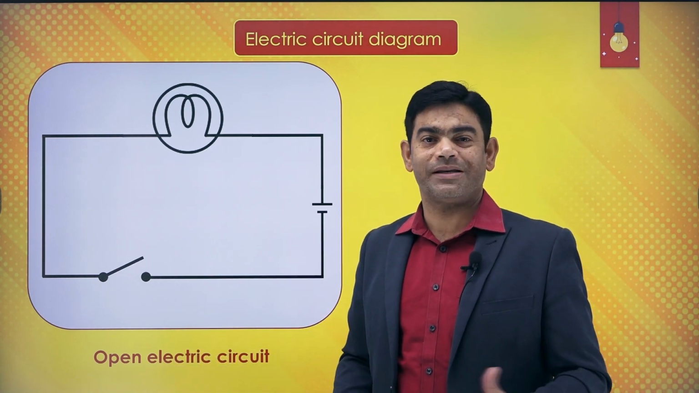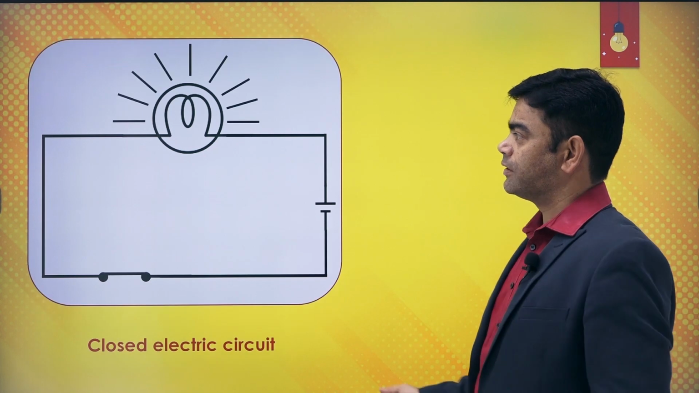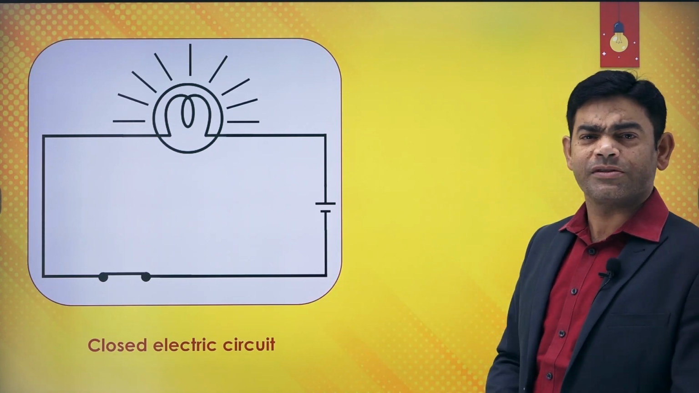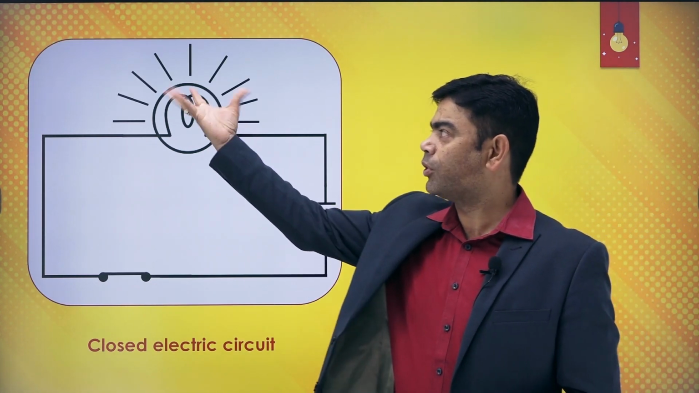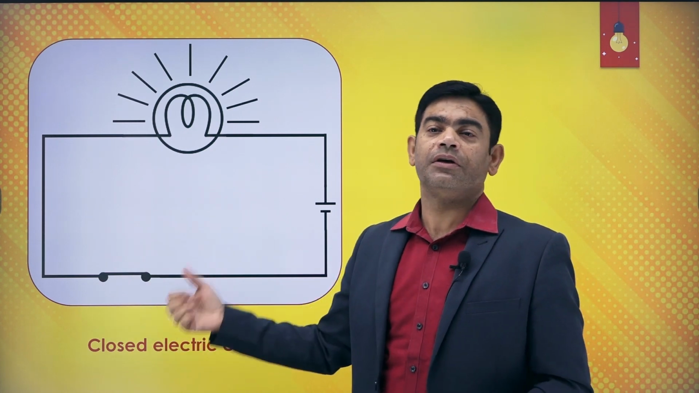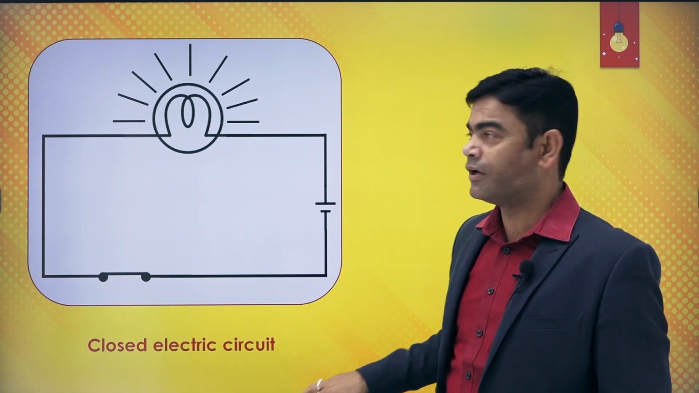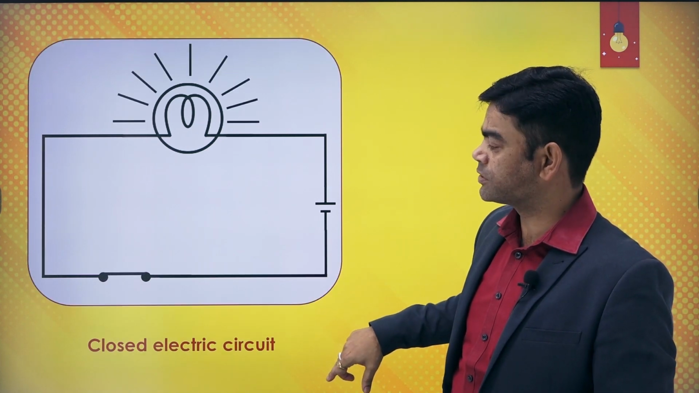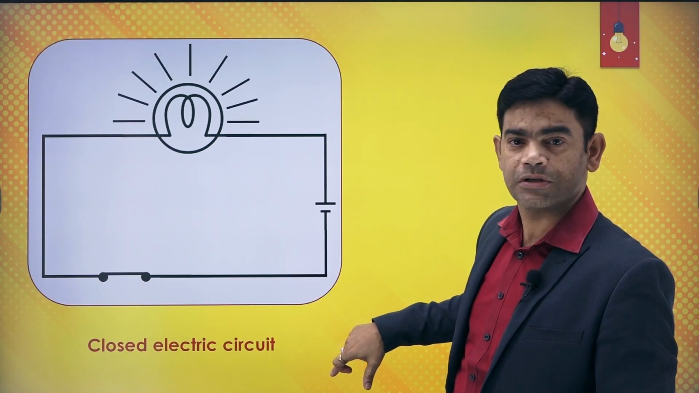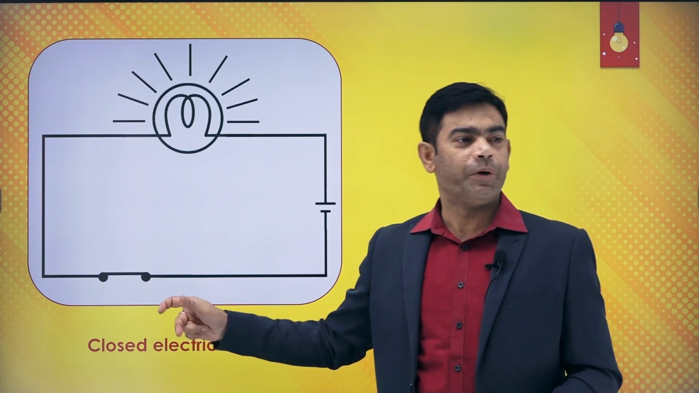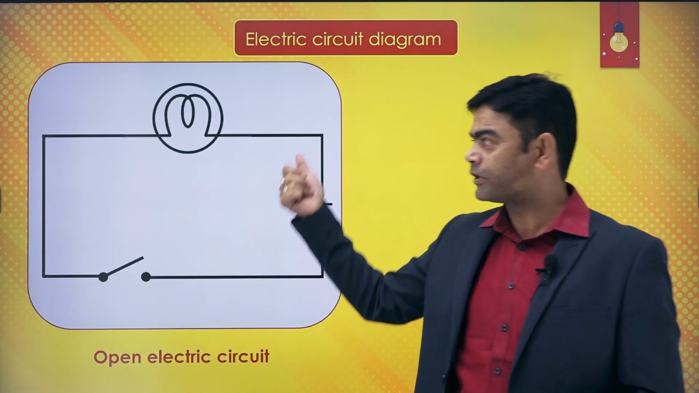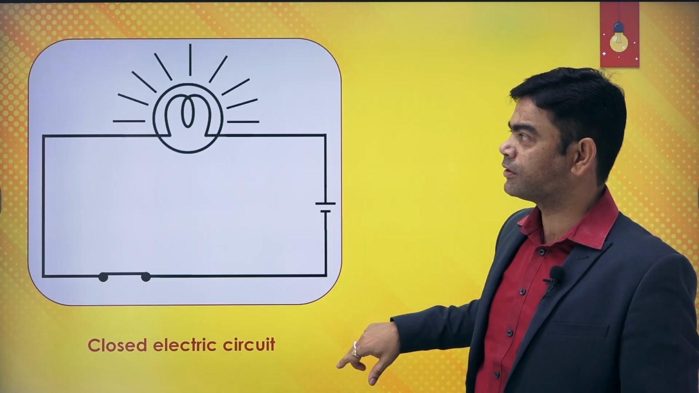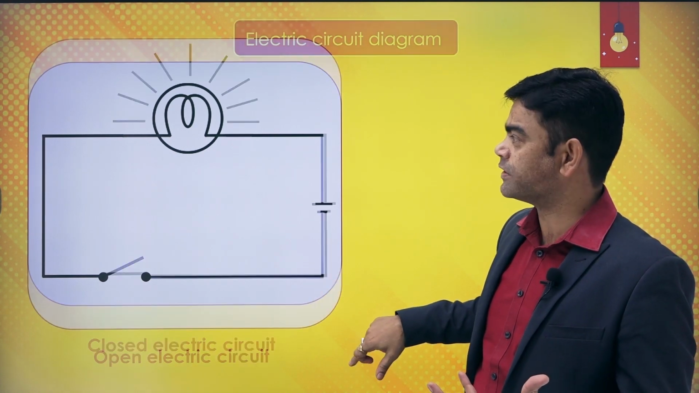Okay, so this is an open electric circuit and this is a closed one. Can you see the difference? The bulb is glowing, the switch is on, it is a closed electric circuit. Difference: open, closed. You can see the difference over here. The moment you switch off, the bulb goes off. Switch on, bulb is on. So that is the difference.